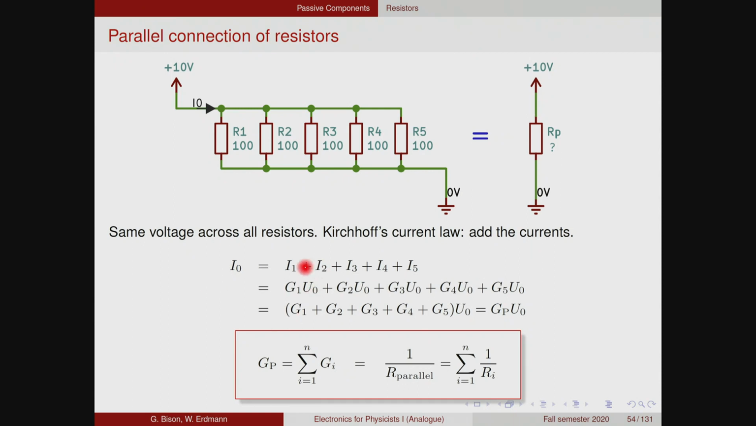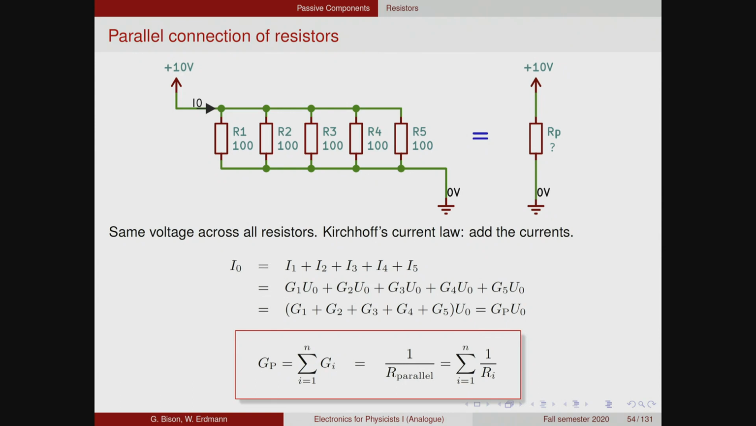Then we use the conductance form of Ohm's law. See that all the conductances here have the same voltage because the voltage across all the resistors is the same. So we can pull the voltage across out of the brackets, and then we simply call everything that is in the brackets the new conductance of this system and identify this as, again, an Ohm's law for the equivalent circuit here. So this simplifies to that. And in this case, we simply add all the conductances. The more common form of this law, of course, is that 1 over the parallel resistance is equal to the sum of the reciprocal values of all the individual resistors.